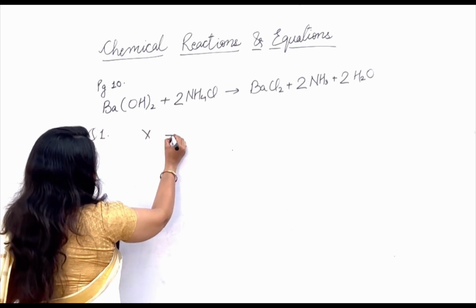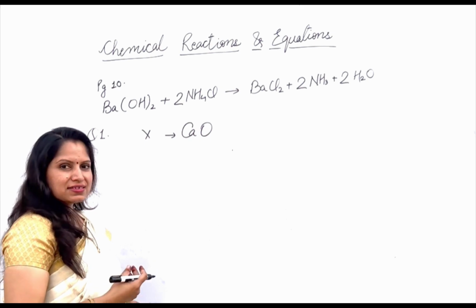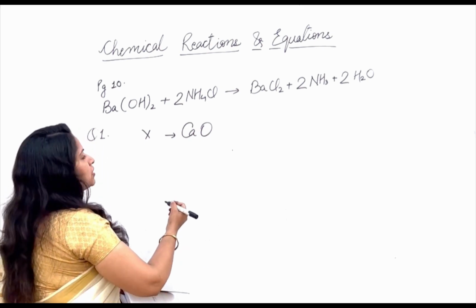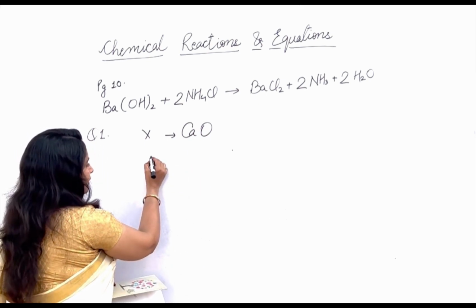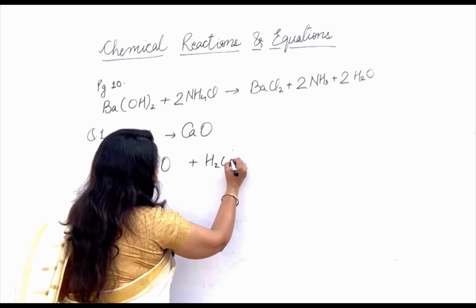So, X is calcium oxide. Do you remember that? We have discussed that in the theory portion also. So, X is calcium oxide, and the reaction of this calcium oxide with water will be like this.